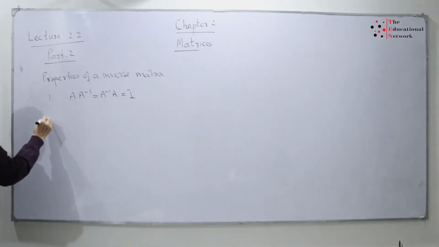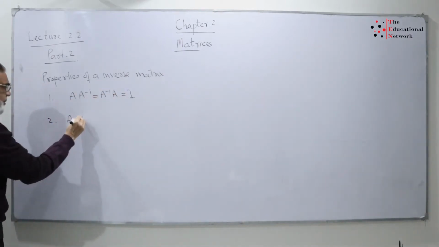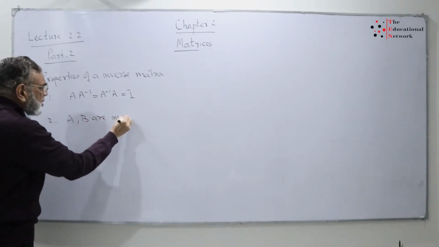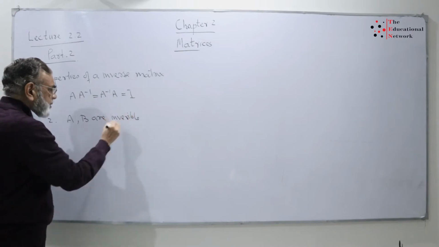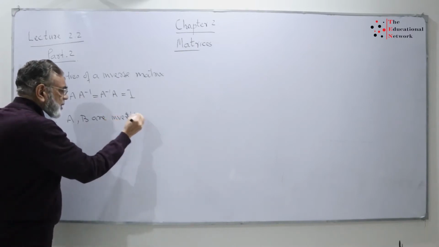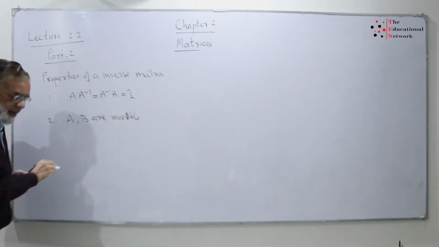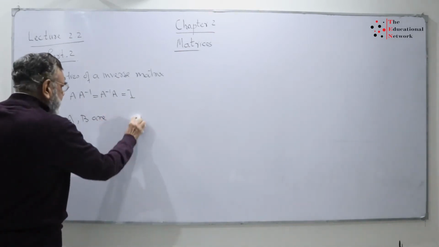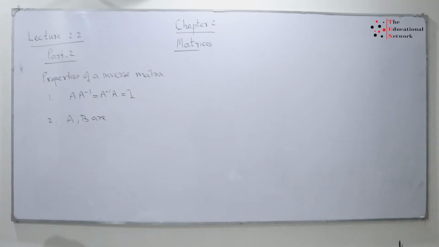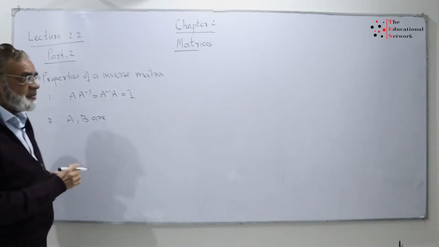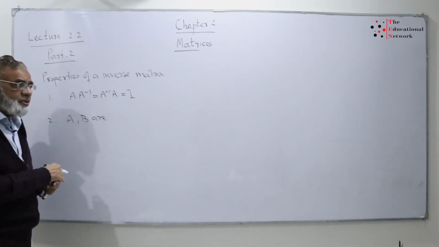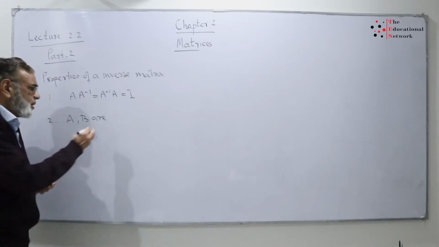The second property is we have two matrices A and B that are invertible. When they are invertible, it means their inverse exists, that we can find the inverse. And as I told you, not for every matrix the inverse exists. We have discussed this value must be not equal to 0 for the matrix to be invertible.